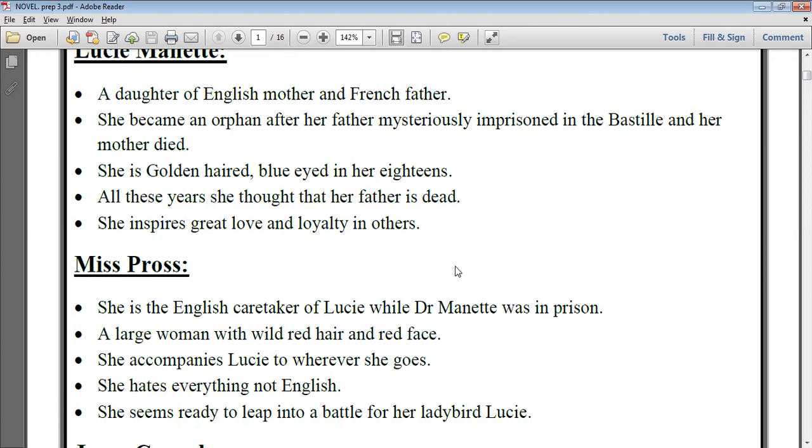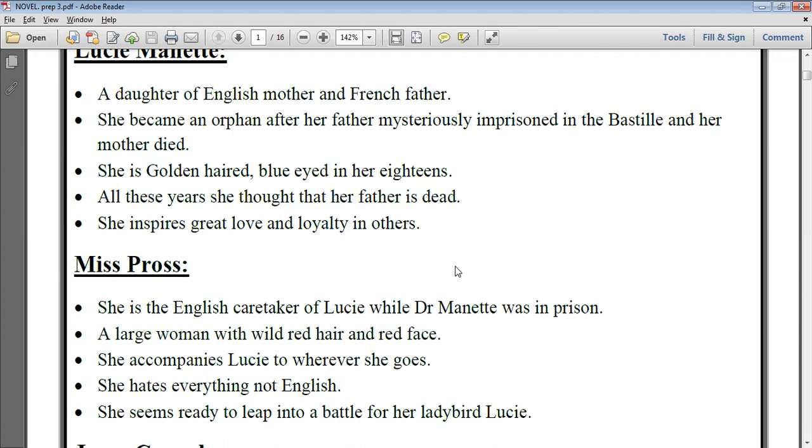Guys, I want you to concentrate on this description of these people. I want you to imagine these people in your mind, because imagining them will create an image that will help you understand the events a lot.